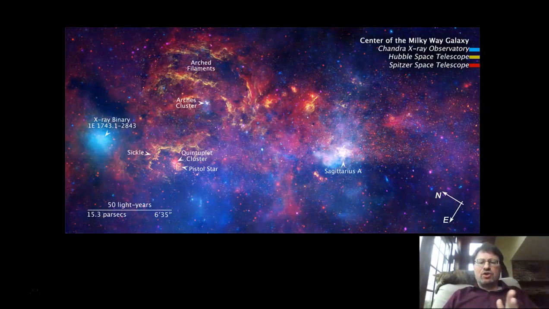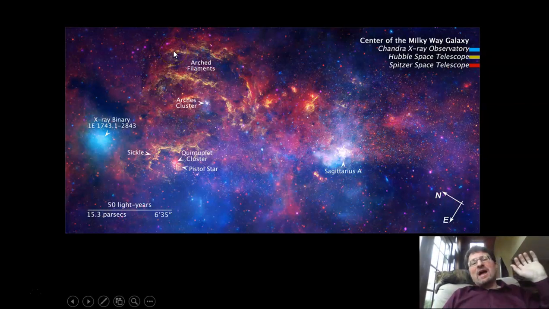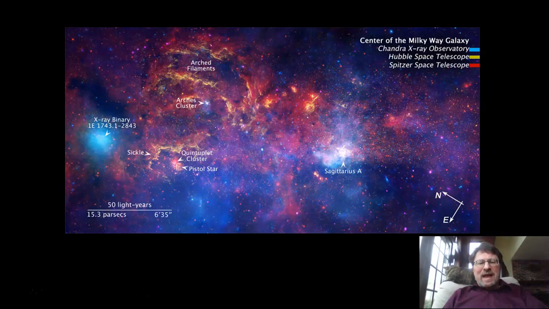Notice the way that they choose these false colors, because we can't see X-ray, we can't see infrared: the shortest wavelength light, the X-rays, are the blue, the longest wavelength light, the far infrared, are the reds, and the middle wavelength, in this case the near infrared, is the yellow. And you can see a lot of different structures have been labeled for us. There are these arched filaments, which presumably are following the magnetic field lines of the galaxy.